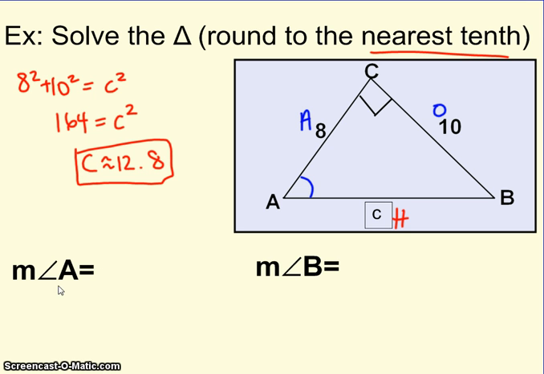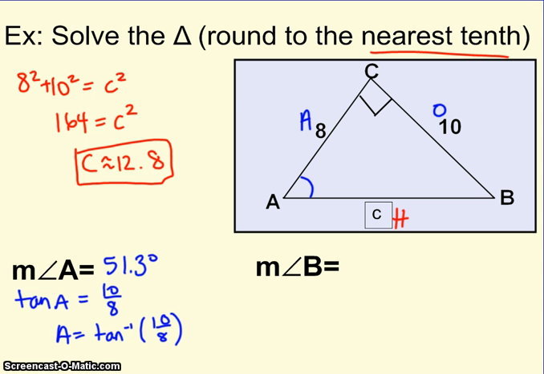So what I'm going to do is the tangent of A is equal to opposite over adjacent. No rounded numbers here. So the tan inverse of 10 over 8, and I type that in my calculator and I get 51.3 degrees.